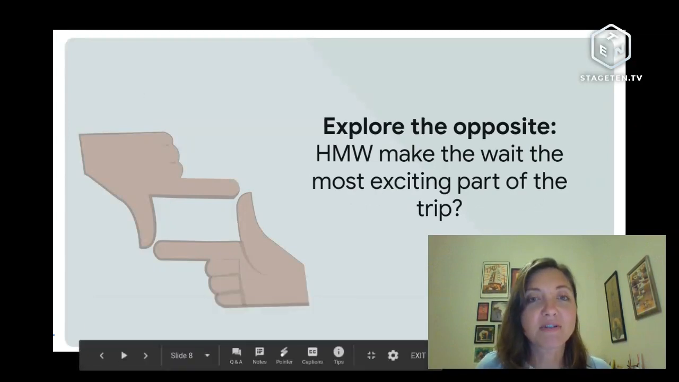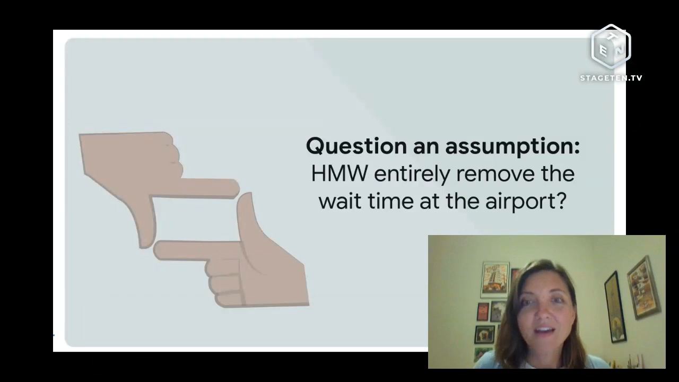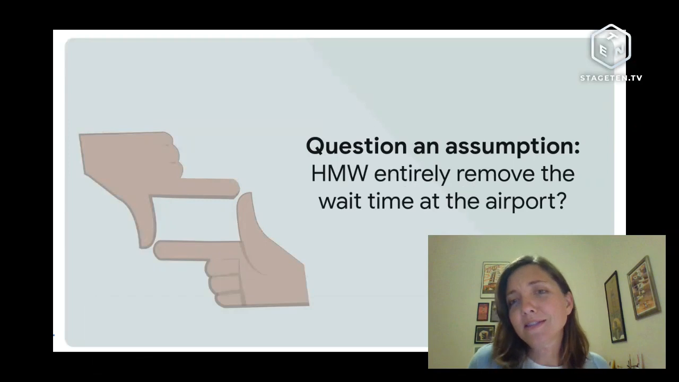So if we've got an assumption here that the wait is going to be boring, how can we make that actually really interesting instead? Question an assumption. So in this case, we're assuming that you need to arrive at the airport 3 hours early. How can we question that? How might we entirely remove the wait time at the airport? This is an assumption I like to question every time I travel, by arriving at the airport exactly 1 hour before my flight.